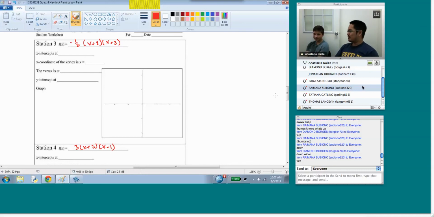Where are the intercepts? That one's an easy question, I think. -2, -3. Perfect. Right here and right here. -2, -3. All right. Where's the y-intercept? That's a good question. Is there a way?